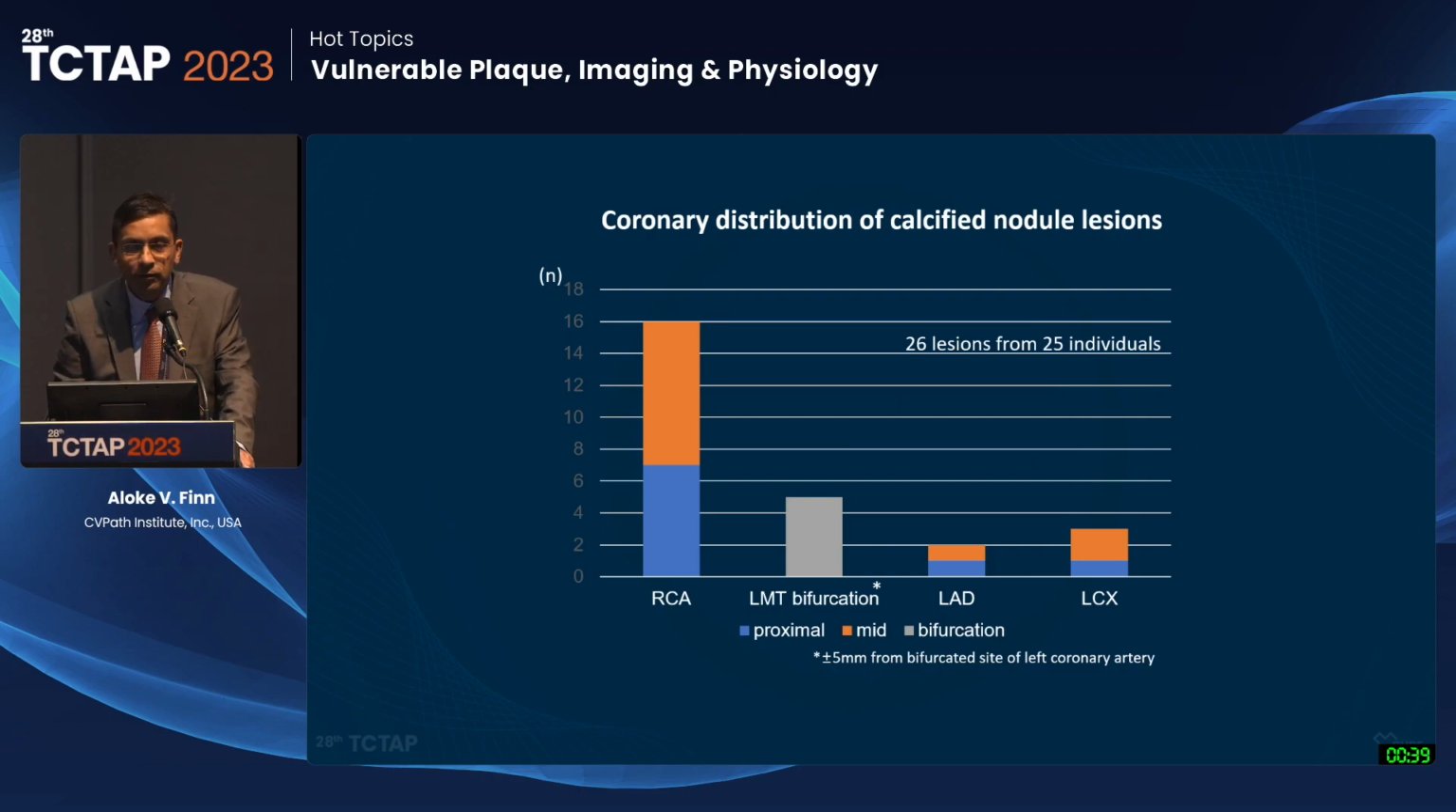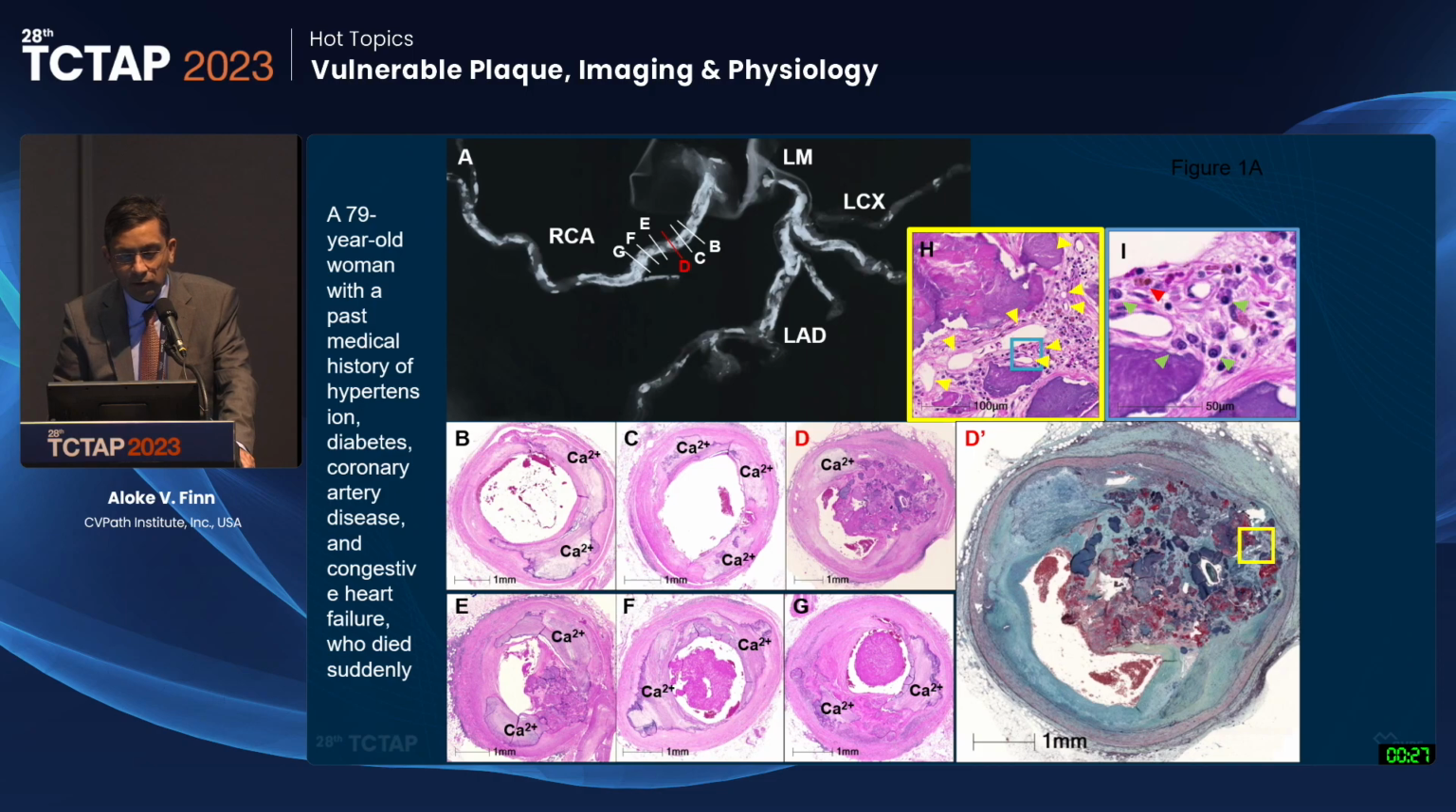As he mentioned, you can see calcified nodules in the RCA. There are some in the left main, LAD, and circumflex, but they are mainly seen in the mid and proximal regions of the RCA. We did a study recently. This is the X-ray of a patient who died of a calcified nodule. The D is the eroded site, and we looked at the flanking areas upstream and downstream of that plaque.